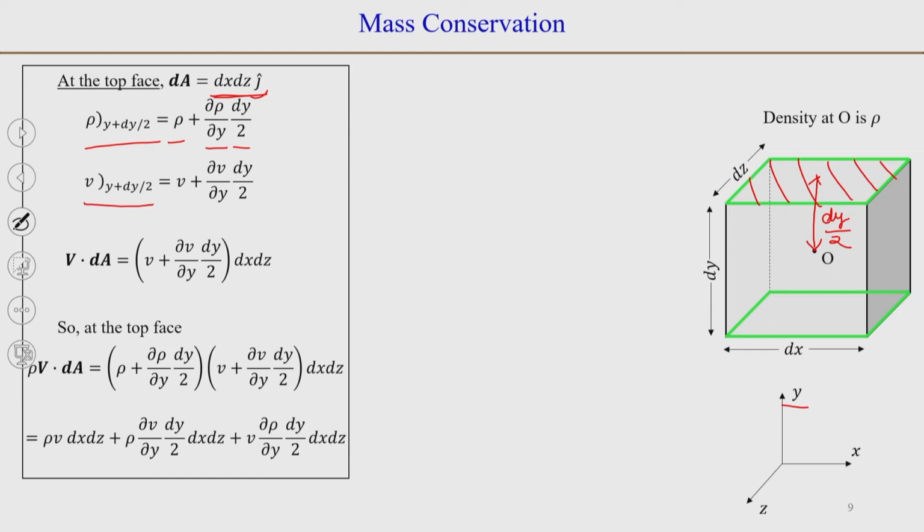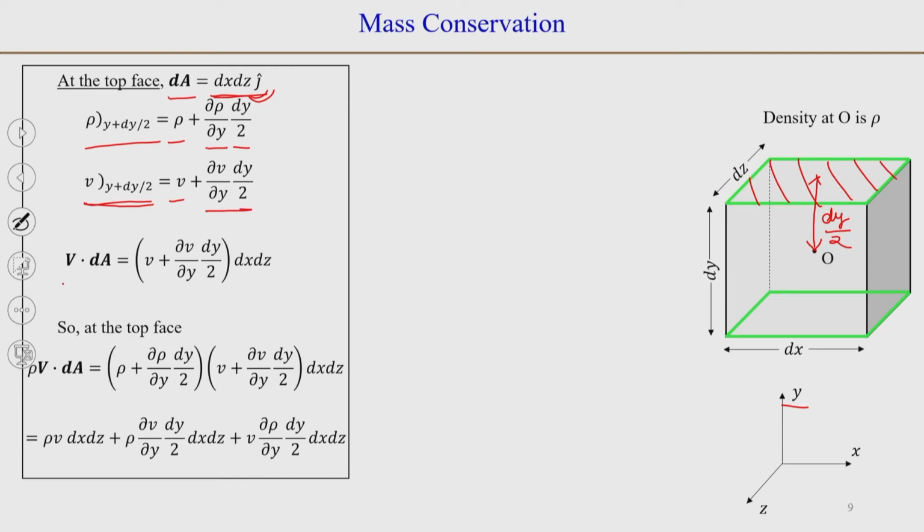Similarly, for the v component of velocity, because now we are looking at the area which is pointing out in the positive y direction, the u component of velocity, or the x component, and the z component of velocity, when we take the dot product with dA, those terms will become 0. So, we will find only the y component of velocity. So, v at the location y plus dy by 2, which is the top surface, will be equal to v plus ∂v/∂y multiplied by dy by 2.